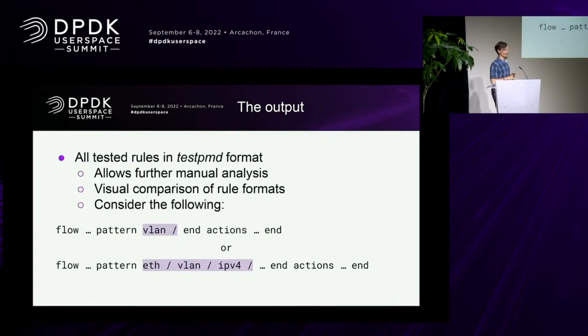So, for example, in certain cases, you could specify a rule by only specifying a part of the matching pattern. So the first case is only specifying VLAN, and the PMD fills everything else. However, on some NICs, you need to specify the full pattern with Ethernet, VLAN, and IPv4. And so that's another output our application can give you, which is a text file with all the tested rules in testpmd format, which are helpful for further manual analysis, and also visual comparison of the rule formats.